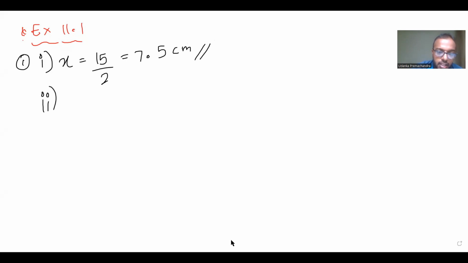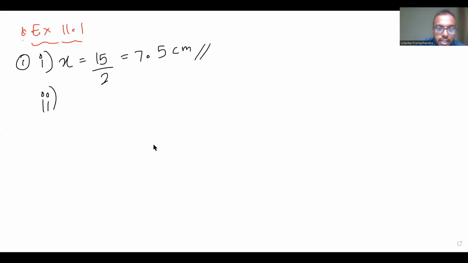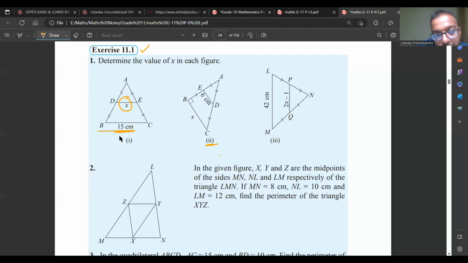And second question, what is there? Look at this one. This one divided by 2 should be equal to 6. No? X divided by 2 should be equal to 6. Mid 12. X should be equal to 12 centimeters. Good.